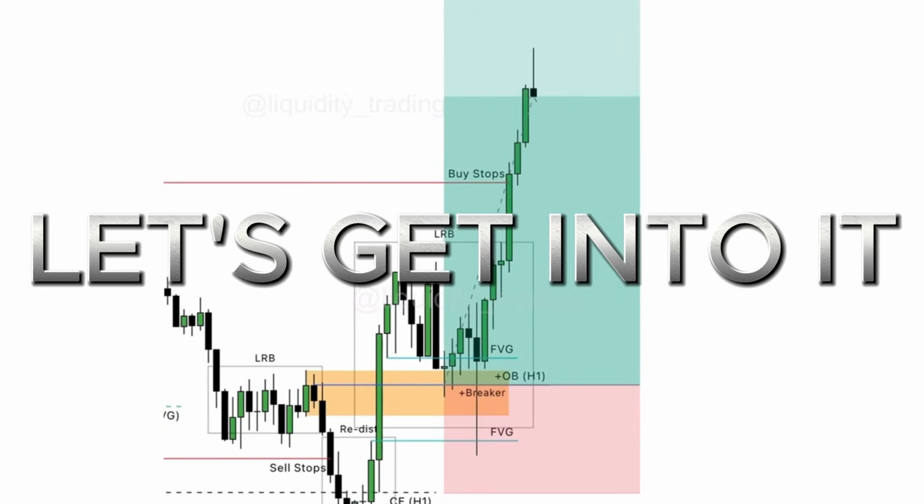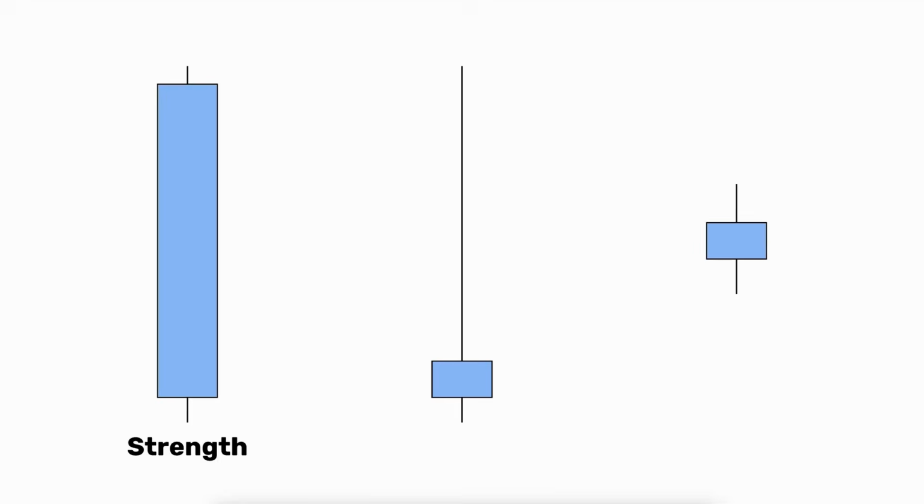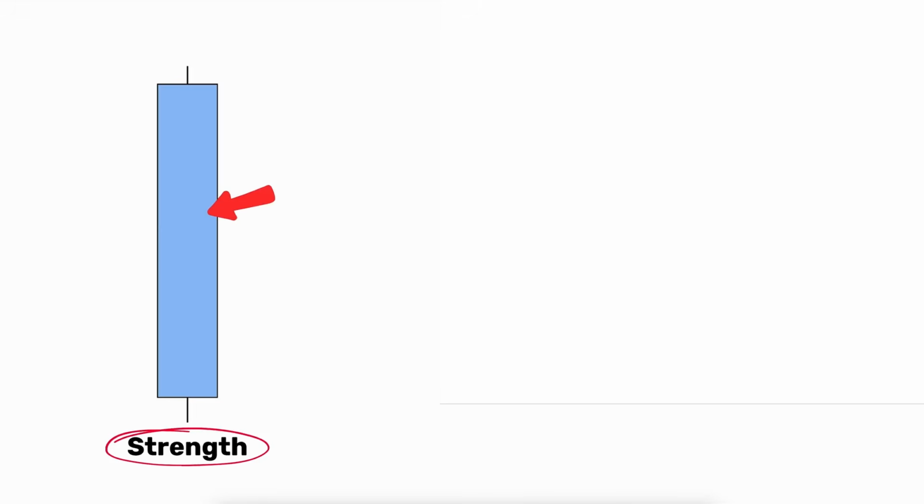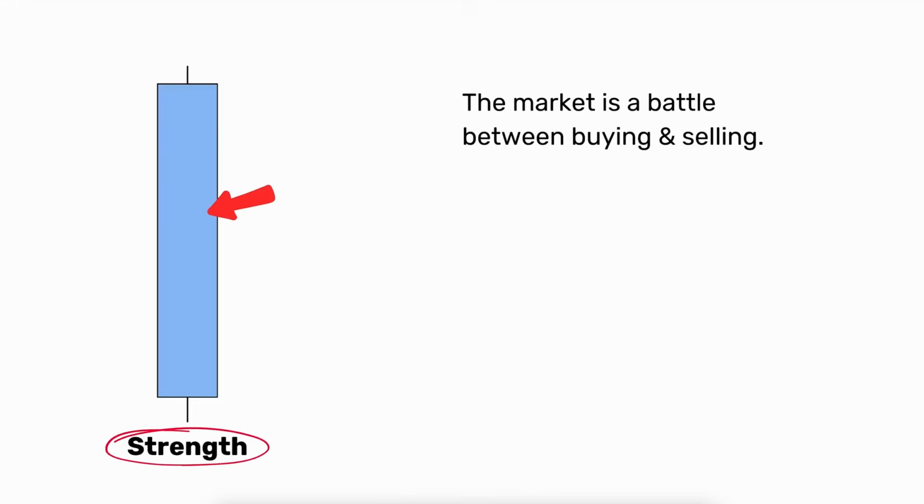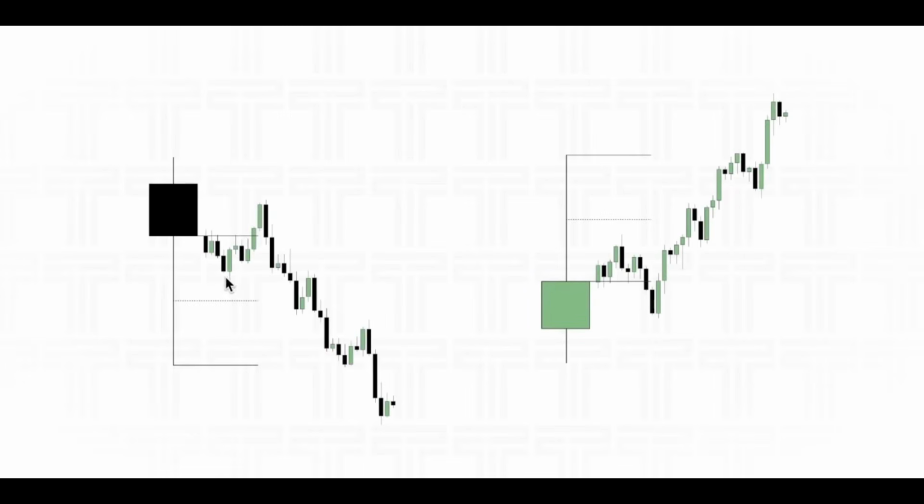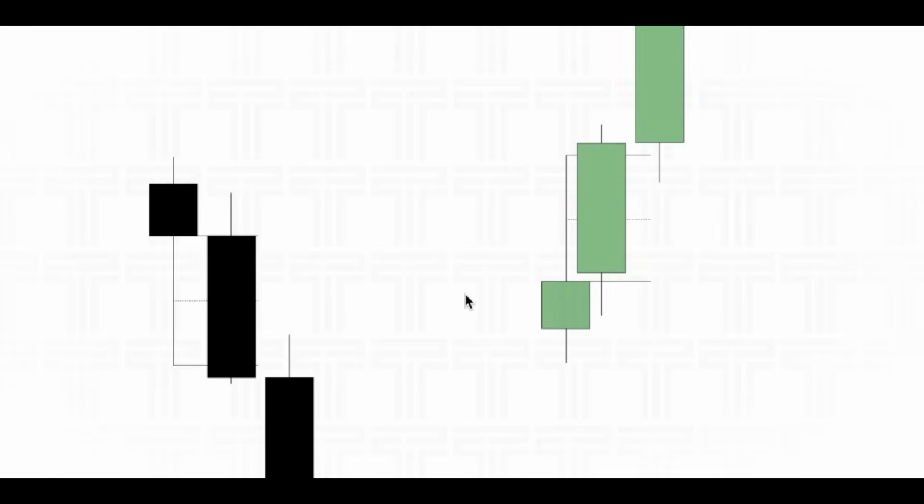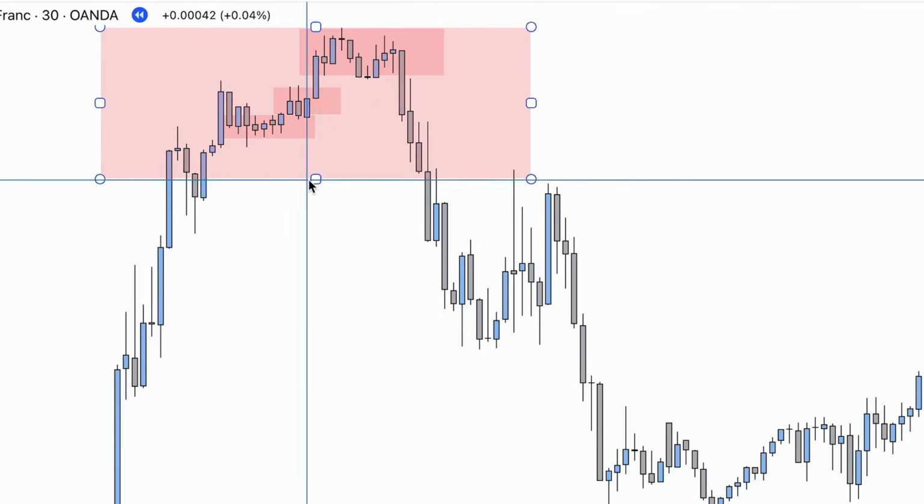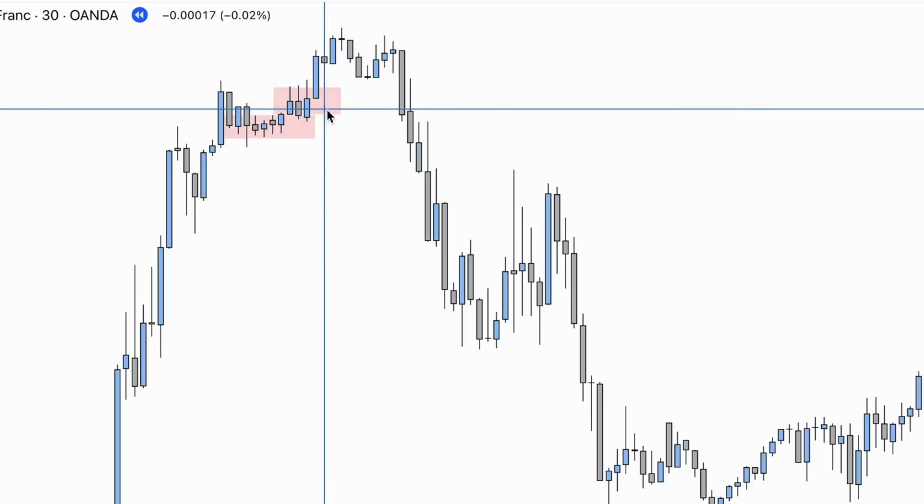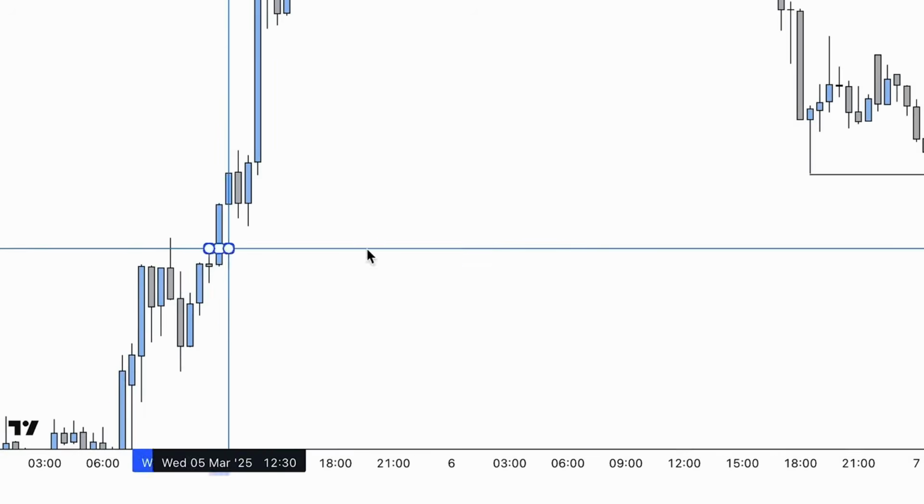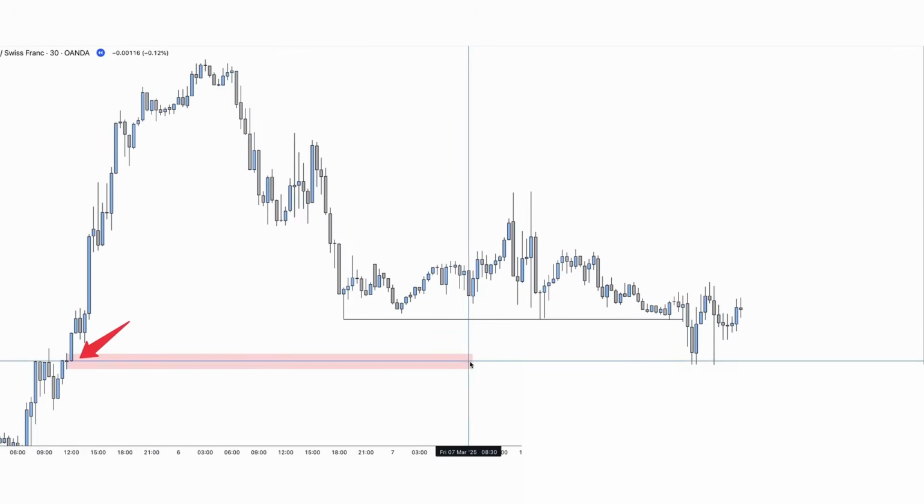Let's get into it. Why ICT doesn't teach patterns. Let's be real, classic candlestick patterns like the doji or hammer are everywhere, but ICT doesn't rely on those. Why? Because they ignore context. A candle is more than just a shape, it tells a story. The open, body, wick, and close all give you clues about who's in control, where liquidity was taken, and whether price is likely to continue or reverse. It's not about memorizing shapes, it's about understanding behavior.